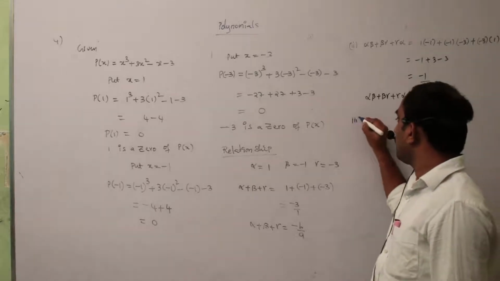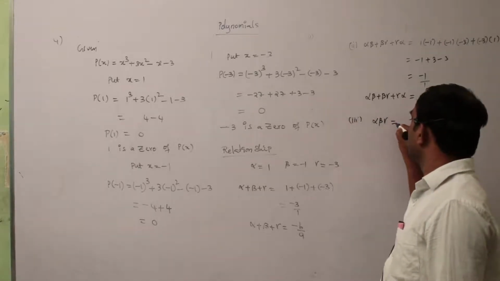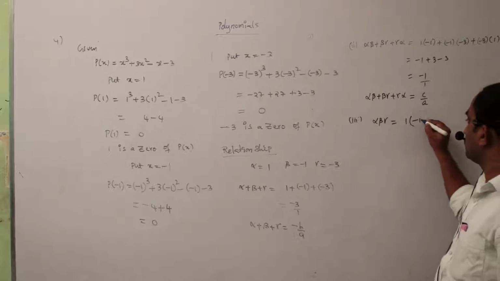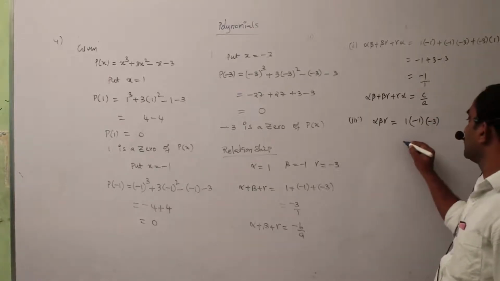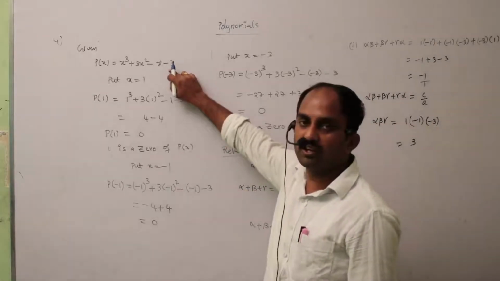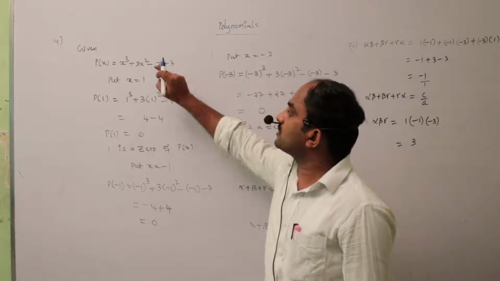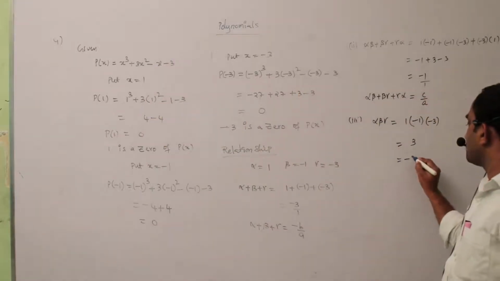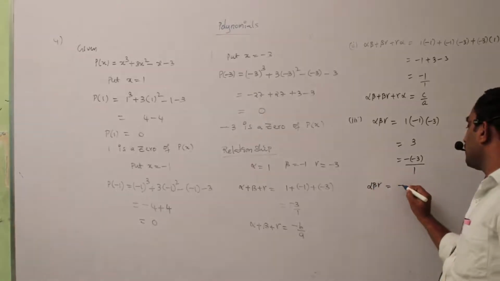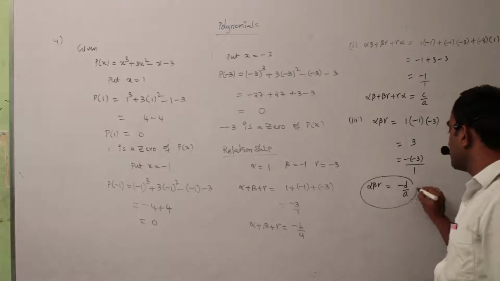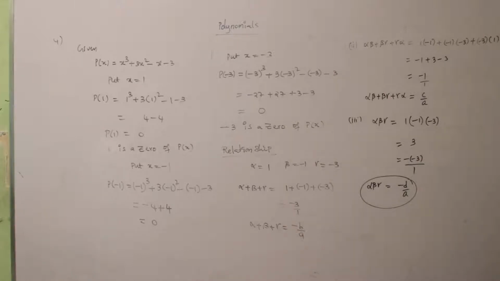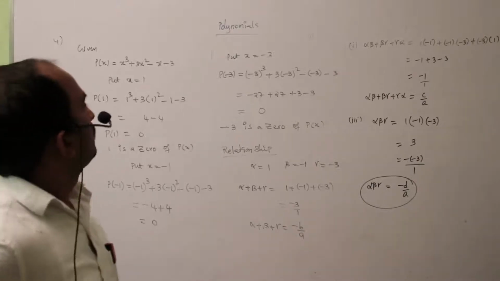Next, the third one, alpha into beta into gamma. Alpha value 1 into beta value minus 1 into gamma value minus 3, that is 3. See here, the alpha beta gamma formula you know is minus d by a. Here the d value is minus 3. That's why this can be written as minus of minus 3 by 1. So alpha into beta into gamma is equal to minus d by a. This is very important for 4 marks. So this is totally exercise 3.3 related problems.